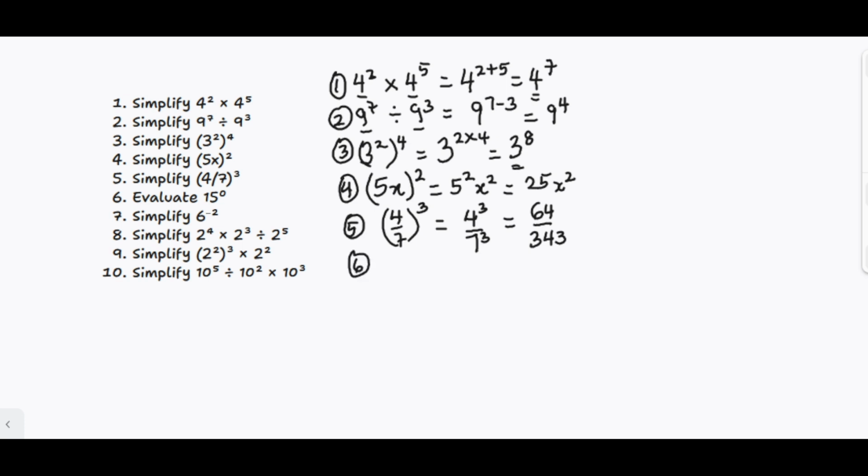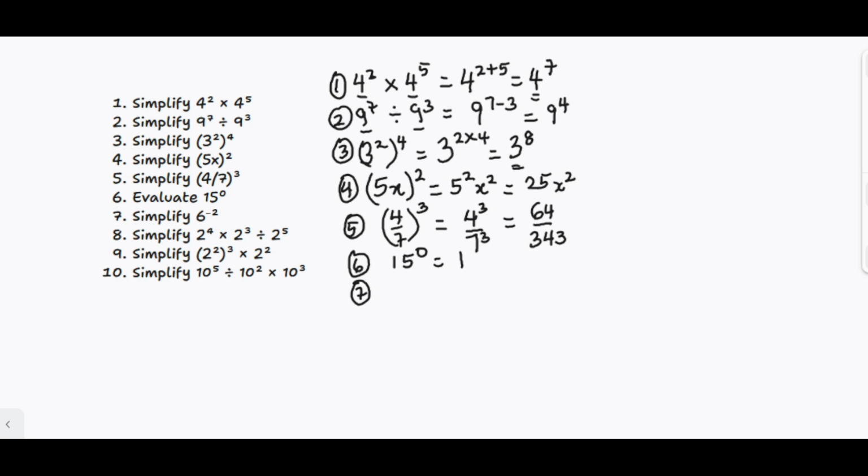Now to question 6. We are asked to evaluate 15 raised to power 0. We have said any non-zero number raised to power 0 gives us 1. So that's the answer. Then number 7, we are asked to simplify 6 raised to power minus 2.